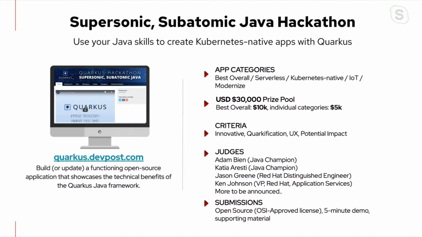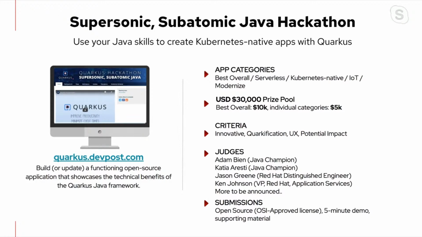We have a couple of categories. Every application that is submitted will be applicable to the best overall prize. But we also wanted to have a series of subcategories. So when you submit, you'll submit for the best overall, and then you have the option of submitting to one subcategory. The subcategories are serverless, Kubernetes native, IoT, and modernize. Some of your applications may fall under multiple of those categories, but we ask that you just select one. What we wanted to do here was see what the development community overall could do in these use case scenarios, and Quarkus, as you may imagine, is a great fit for all these subcategories.